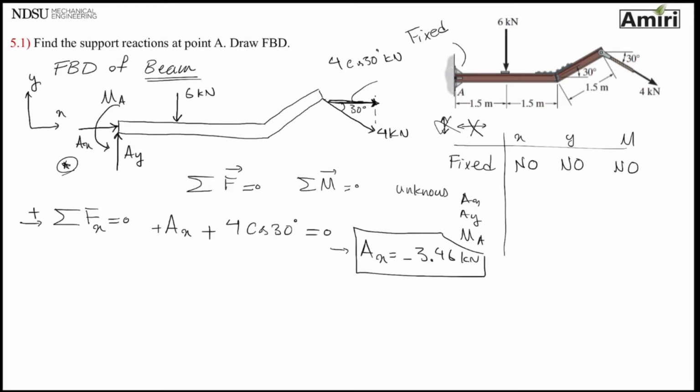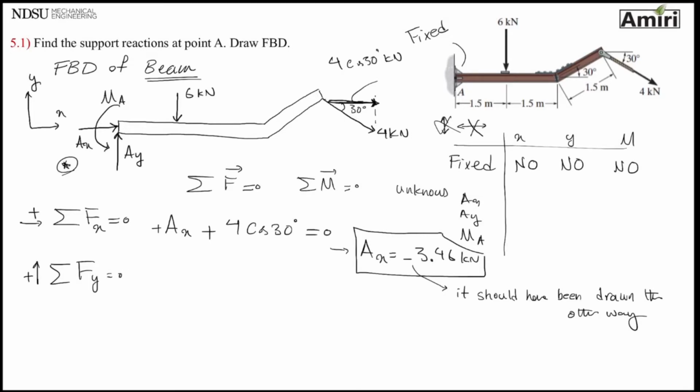So the AX, or X component of the support reaction, is 3.46 kilonewton. This minus means it should have been drawn the other way. But you do not need to go back and change your free body diagram. Your free body diagram is what it is. When I drew the free body diagram, I didn't know which way the forces were pointing, so I just leave it at that.